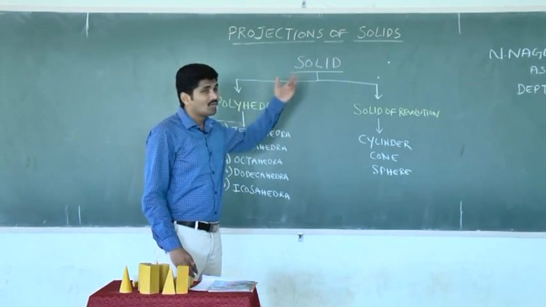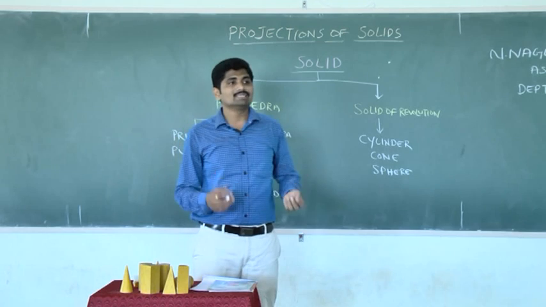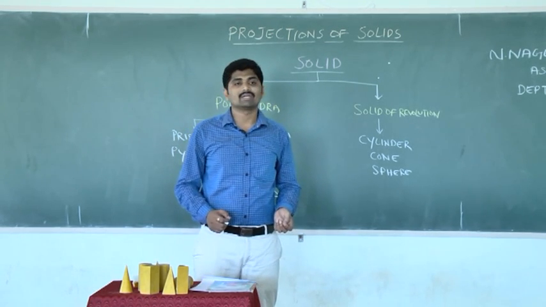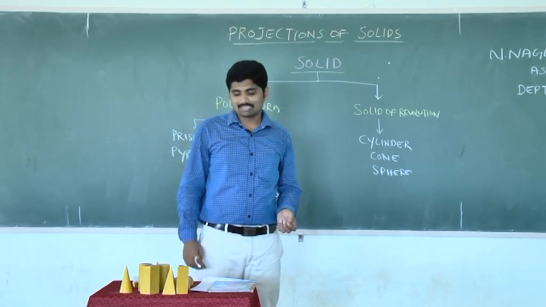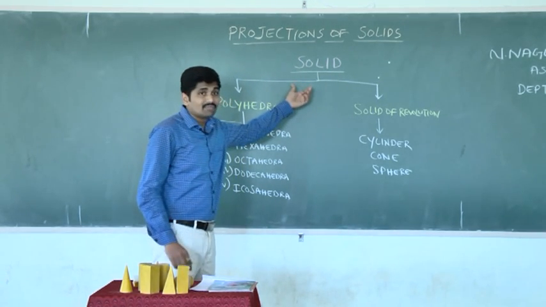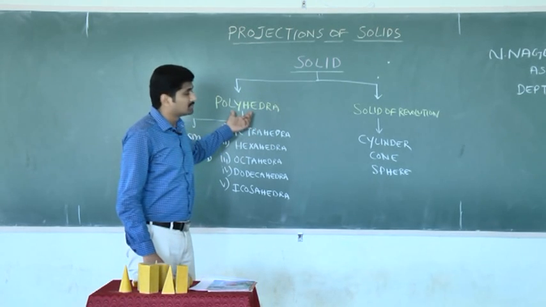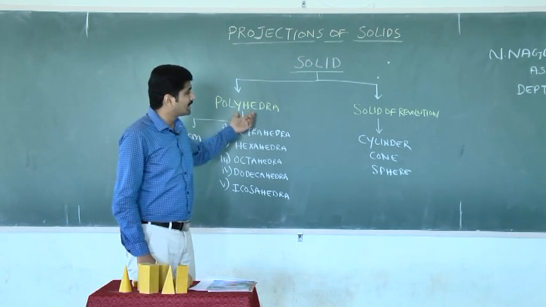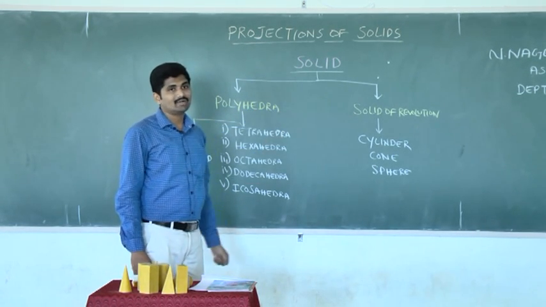First of all, what is a solid? A solid is a three-dimensional object having length, breadth and thickness. These are all solids. The classification of solids is of two types: the first one is polyhedra and the other one is solid of revolution.